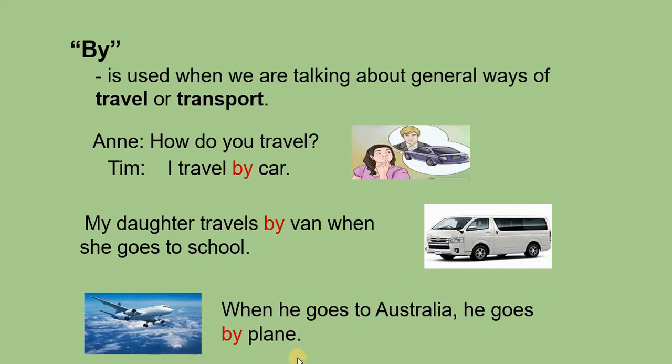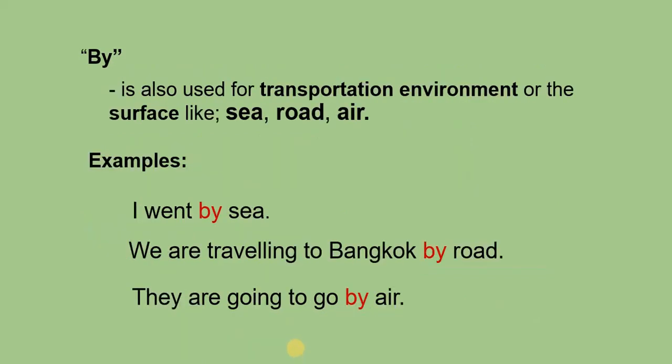These are vehicles, right? Transportation vehicles, but here, if you see, we have sea, road, and air. Well, these are transportation environments or the surface. So, by is also used for transportation environment or the surface like sea, road, and air. Examples: I went by sea. We are traveling to Bangkok by road. Oh, we are gonna go by air. They are going to go by air.